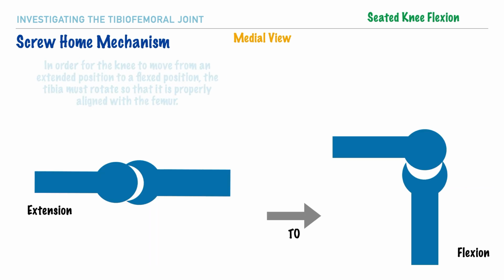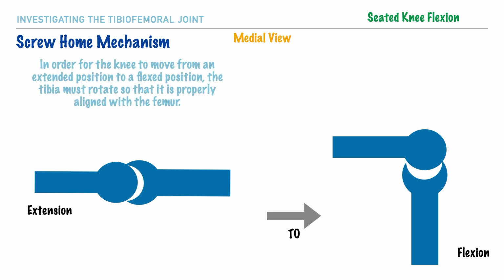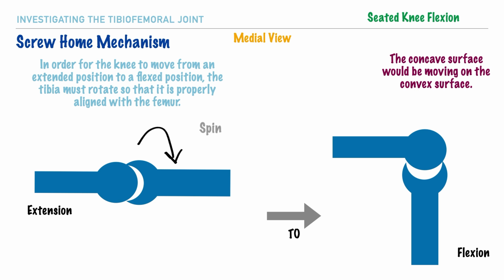Now, if we were to have this individual return their leg to a flexed position from a fully extended position, the same arthrokinematic rule would apply. We would have the concave surface moving on the convex surface. Now, in order for this to occur, the knee would have to unlock itself from its extended position. And to do this, the tibia would have to internally rotate. And this internal rotation is analogous to our spin arthrokinematic movement. And like before, the roll and slide arthrokinematic movements will occur in the same direction as the action. In this example, the roll and the slide are going to occur in a posterior direction.